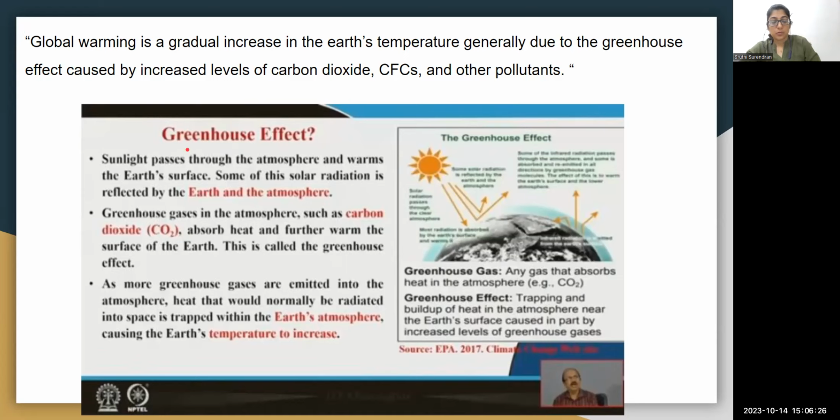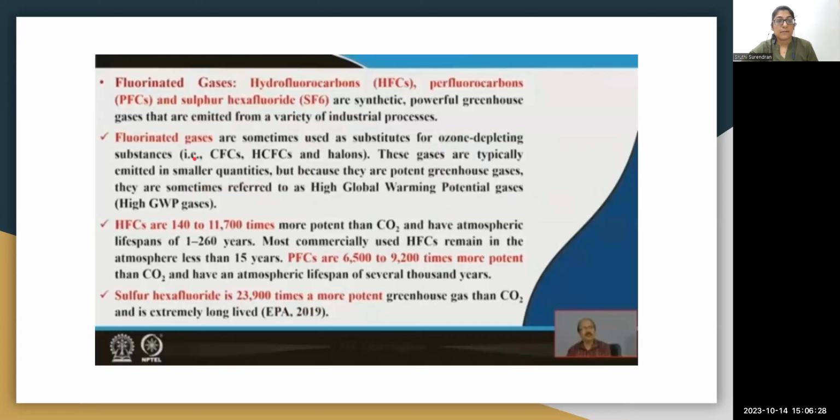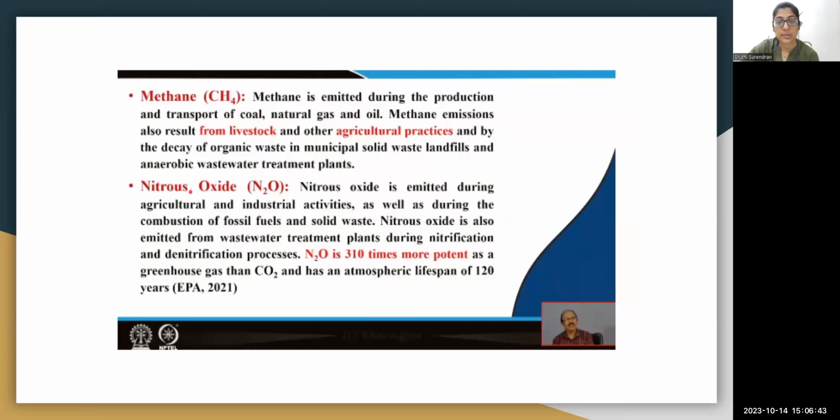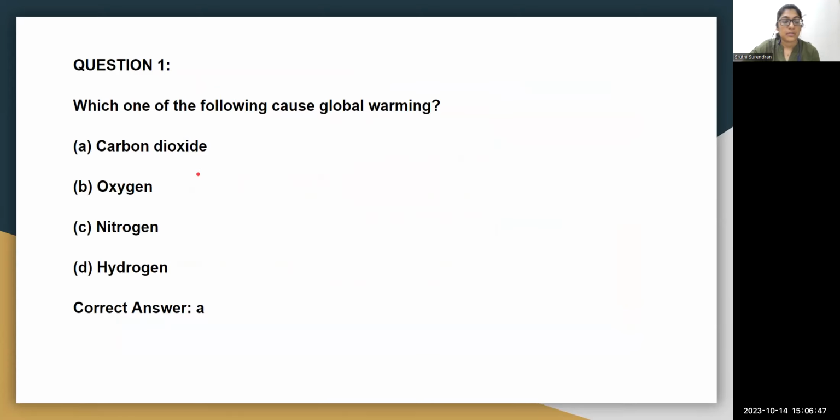Carbon dioxide is one of the most common greenhouse gases. After that, there are fluorinated gases. Fluorinated gas examples are hydrofluorocarbons, perfluorocarbons, and sulfur hexafluoride. Apart from that, water vapor, methane, and nitrous oxides are also examples of greenhouse gases. So the answer for this question, which one of the following causes global warming, is carbon dioxide. Option A will be the right answer.